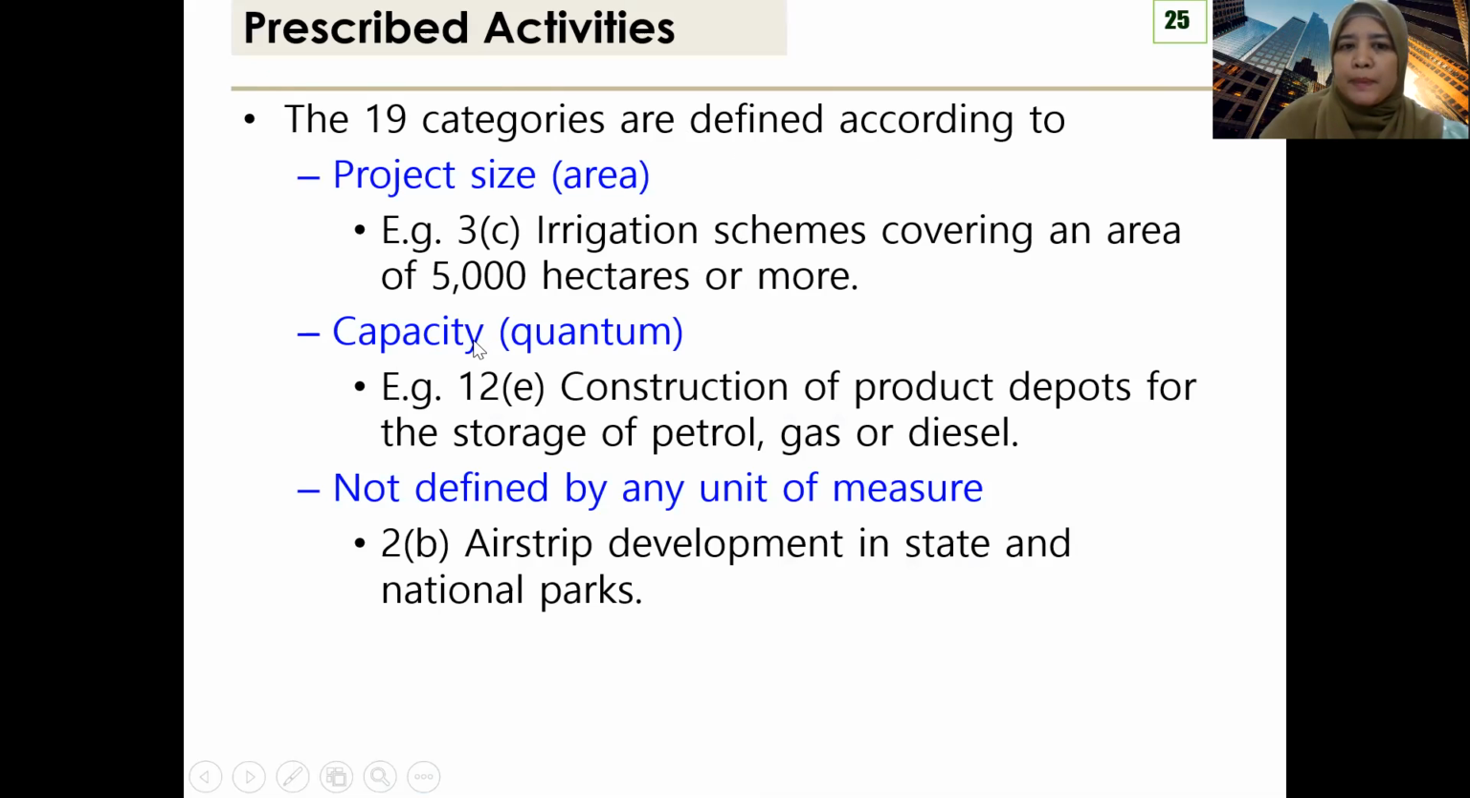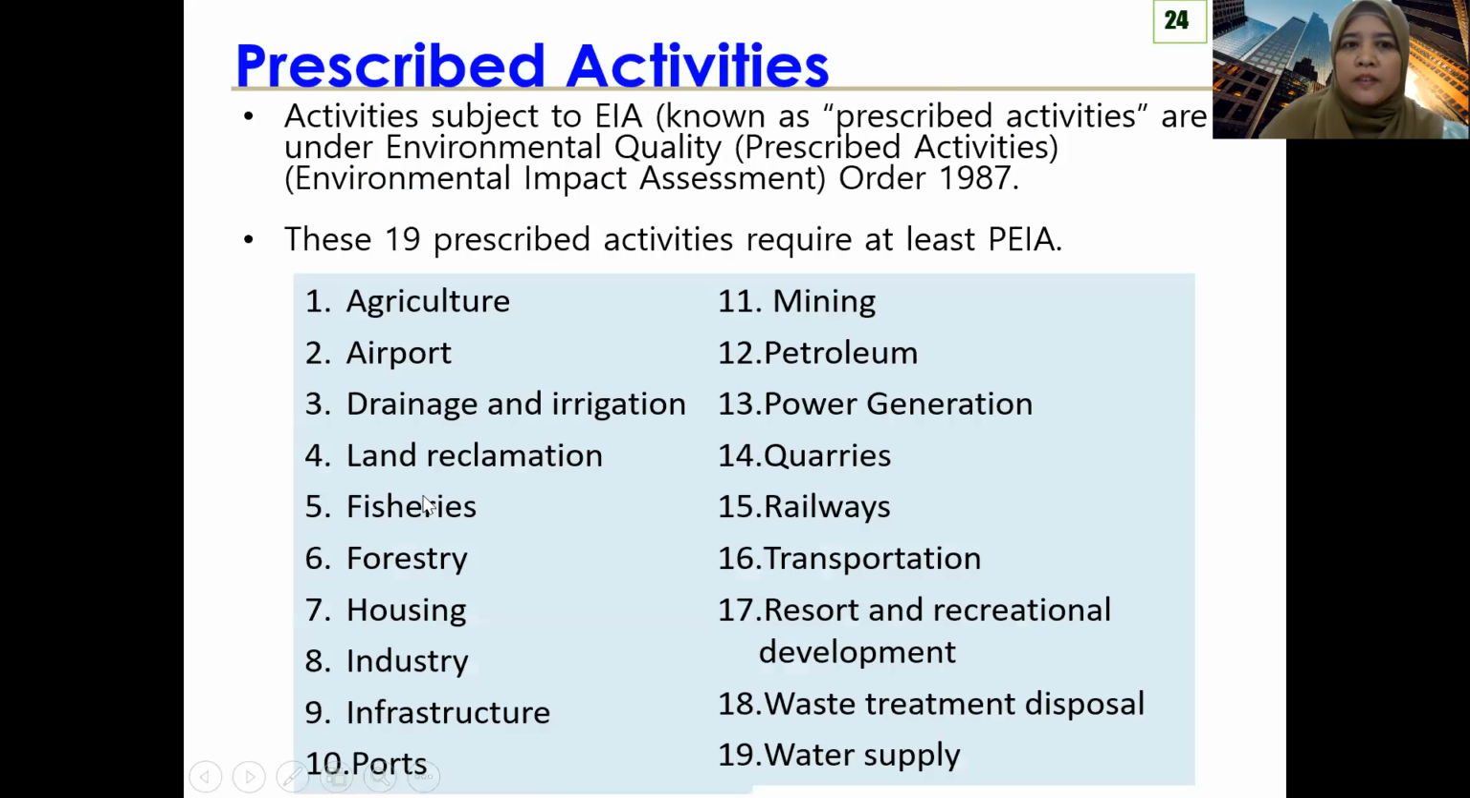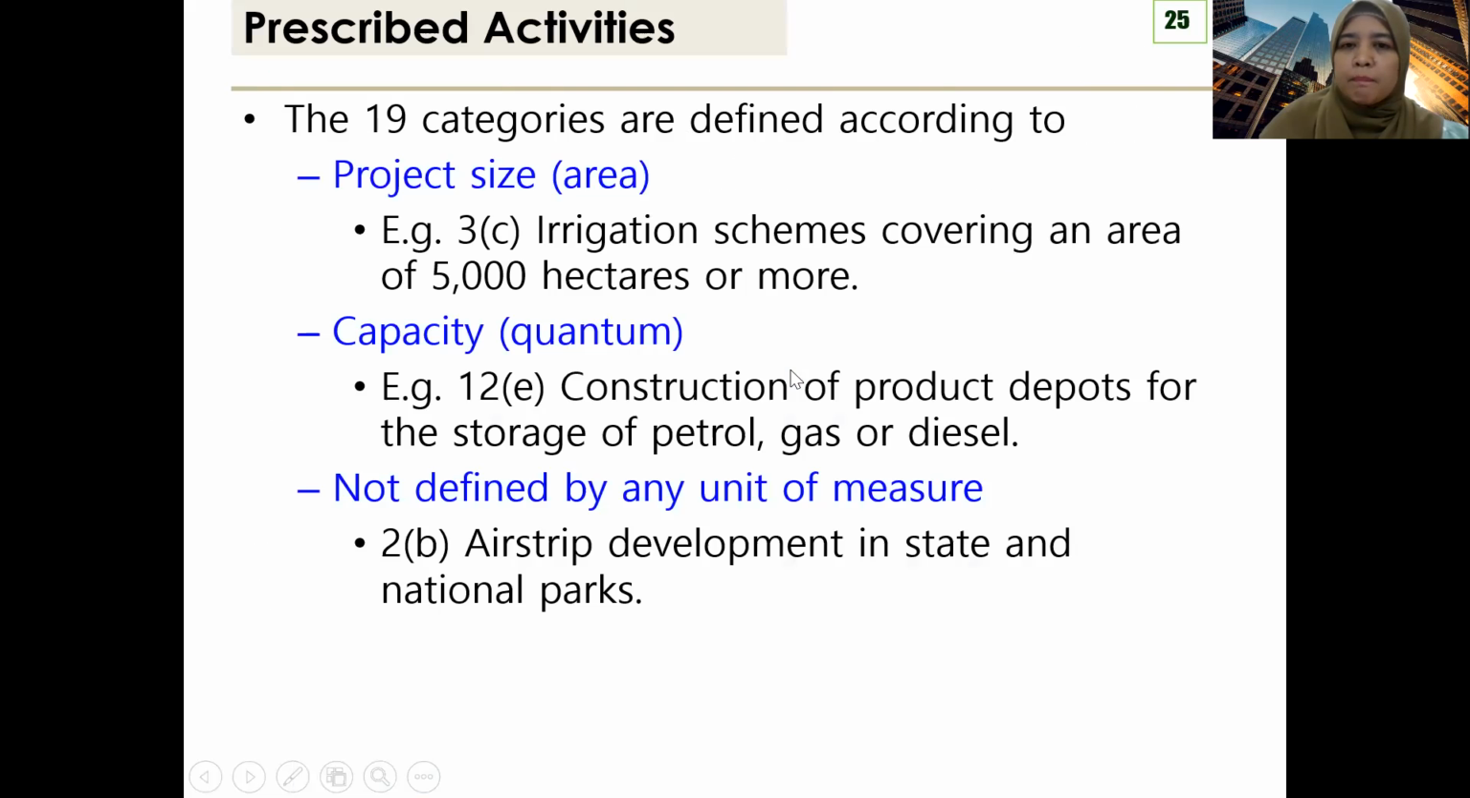Then you look at the capacity. You may look at certain activities where the area is not relevant. You cannot measure the activity based on the area. So you look at the quantum, the capacity. For instance, 12 just now, 12 is petroleum. Petroleum, you don't go by hectares, kan? So you go by quantum, by capacity. Construction of product depot for the storage of petrol, gas or diesel. So dia pergi spesifik lagi untuk apa? Dia untuk construction of product depot for storage of petrol, gas or diesel.